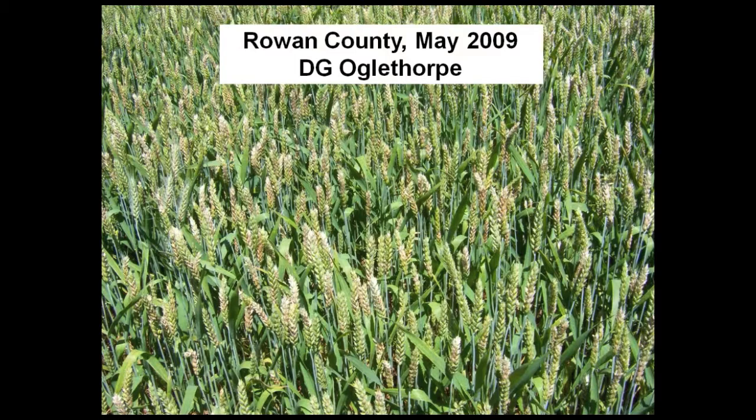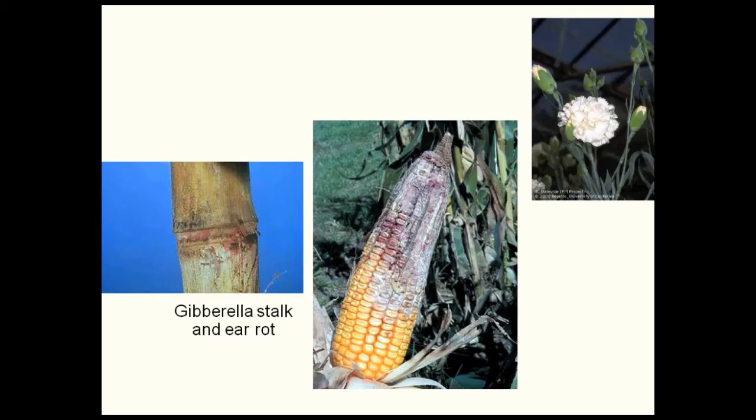And back in the Piedmont, Rowan County, this was a variety, Dynagro Oglethorpe, that the grower planted specifically because he was told that it had a great disease package. Well, it didn't have a very good disease package against this one disease that was a huge problem that year, and he took a huge loss on his crop.